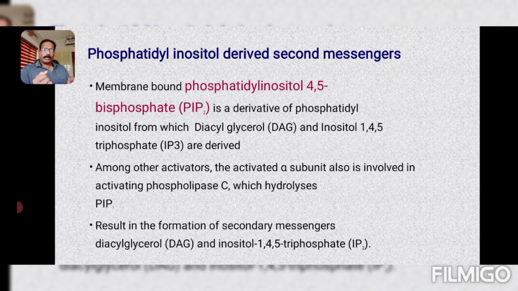And the other molecule formed from PIP2 is IP3 or 1,4,5-inositol triphosphate. So that is a hydrophilic molecule. It gets released into the cell cytoplasm. So PIP2 is actually broken down to DAG and IP3 by another enzyme called phospholipase C. Now let us see a demonstration here.